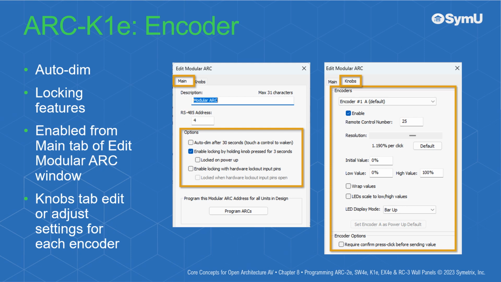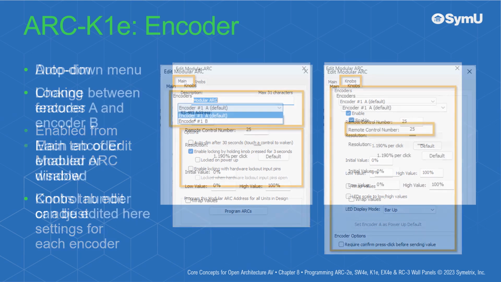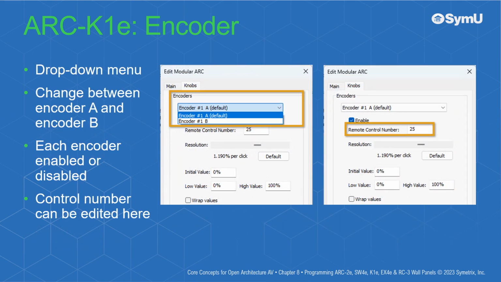The Knobs tab is used to edit or adjust settings for each encoder. Use the drop-down menu to change between encoder A and encoder B. Each encoder is enabled or disabled from this window. The control number can also be edited here.